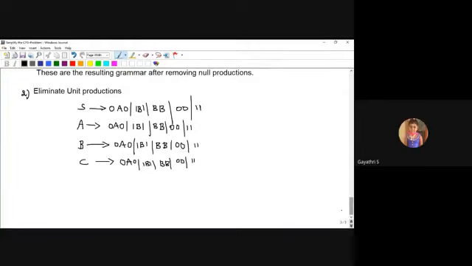Then step number 3. We have to identify the generating symbols. I think all are generating, right? All are generating, because S gives 1100, A gives 1100, B gives 1100, C also gives 1100. So all are generating symbols. Next, you have to remove non-reachable symbols. So which one should I remove?